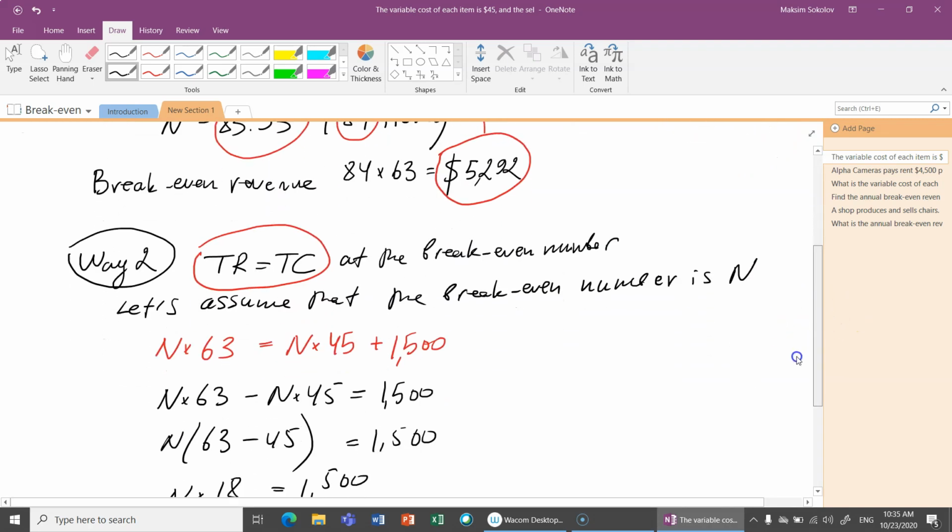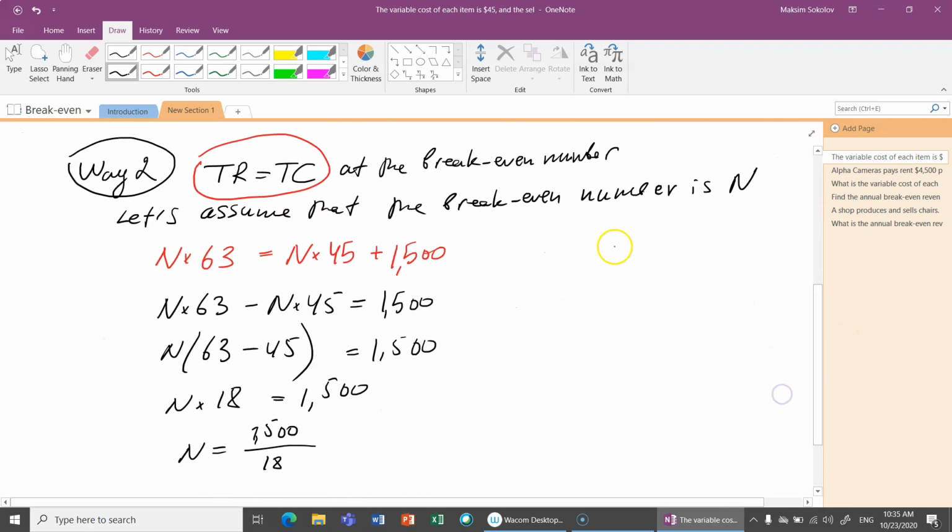So in the second way to solve this problem, we used this total revenue equals total cost relationship, which is valid at the break-even number, and we solved for n, for this break-even number. That's another way to solve the same problem.